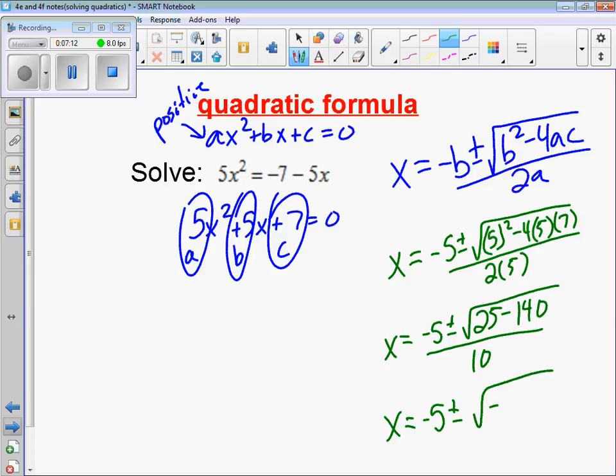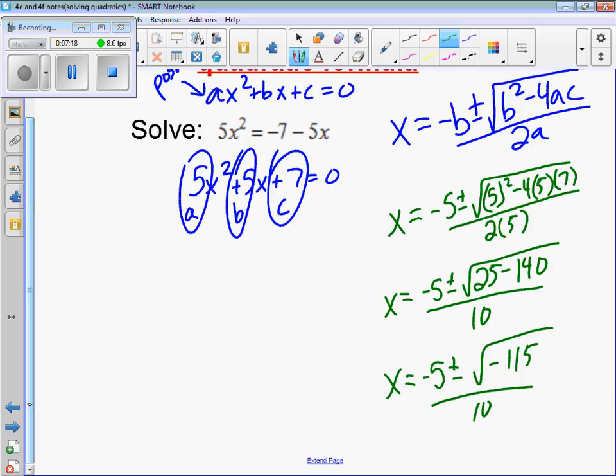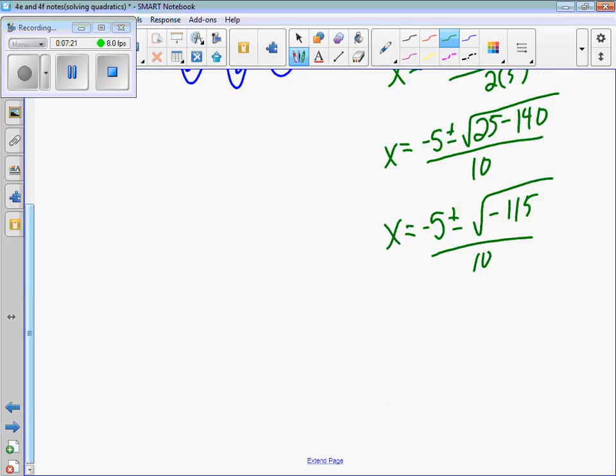-115 over 10. And then now I need to simplify. Always simplify this radical at this step. So let's see if we can break 115 down. It really doesn't matter at this point if it's negative.